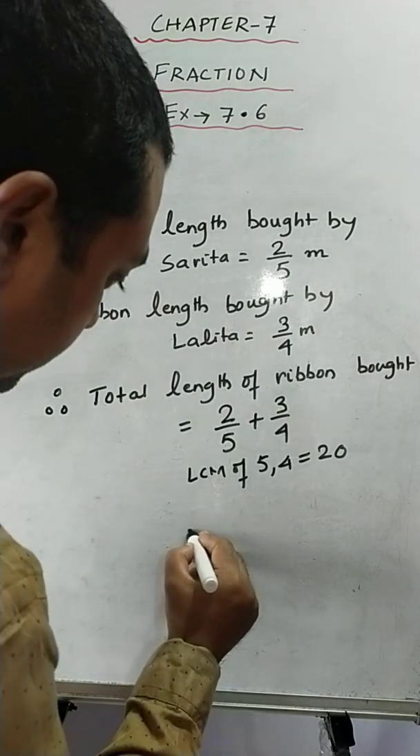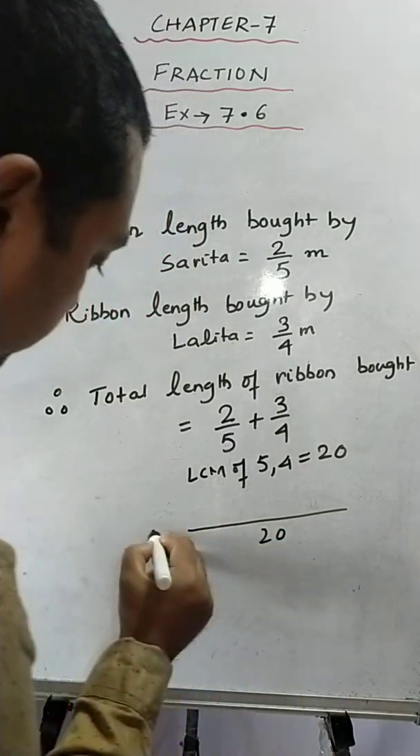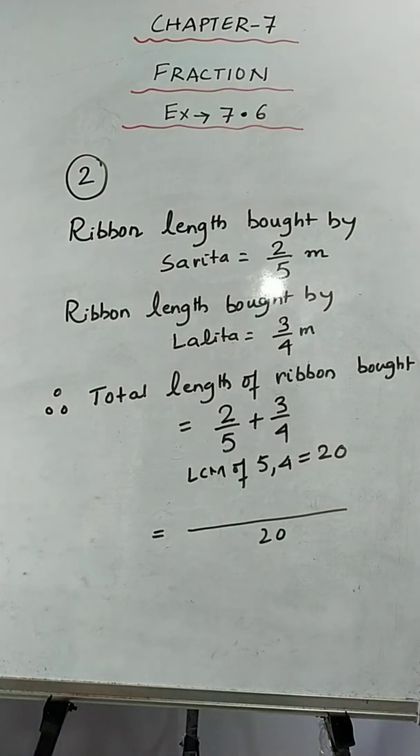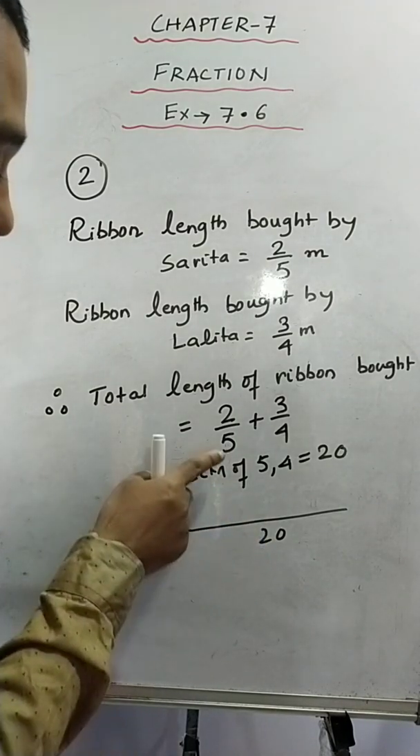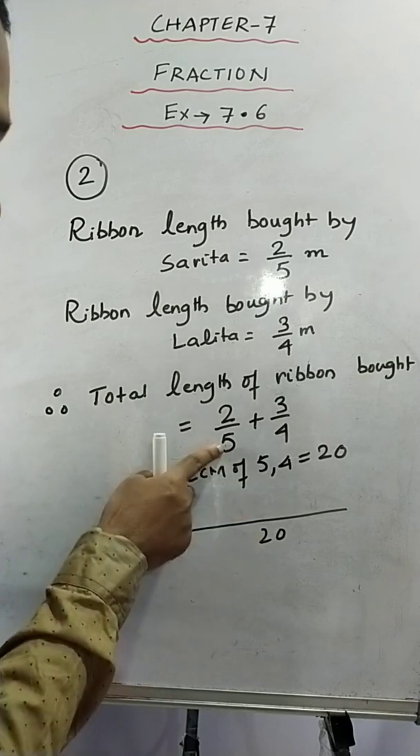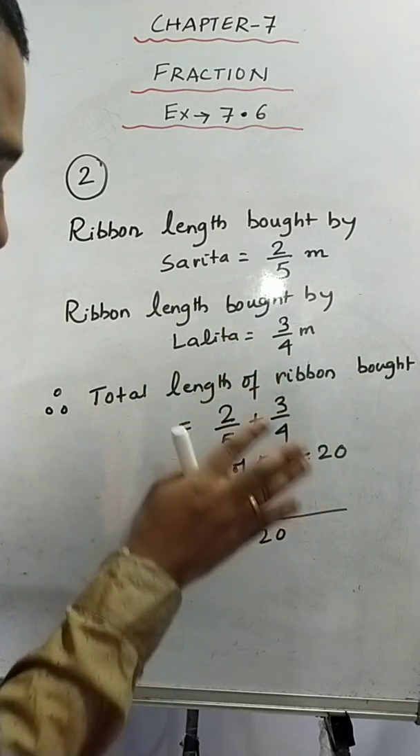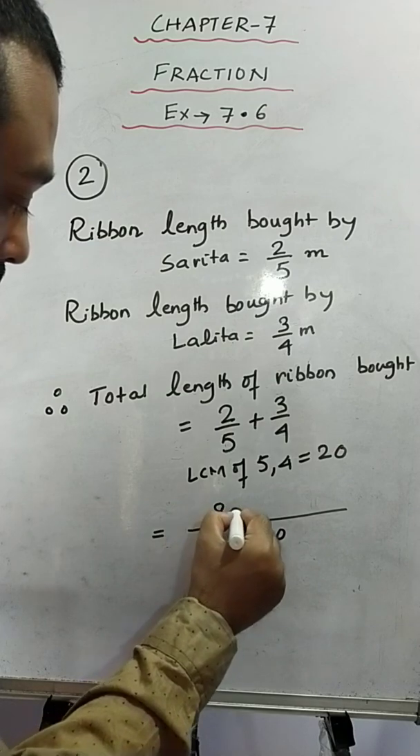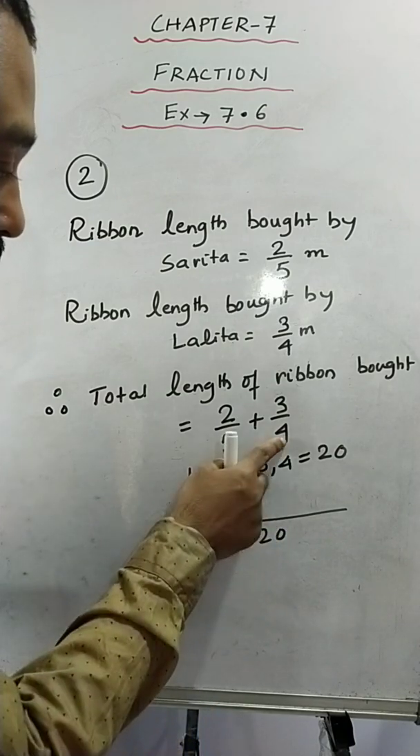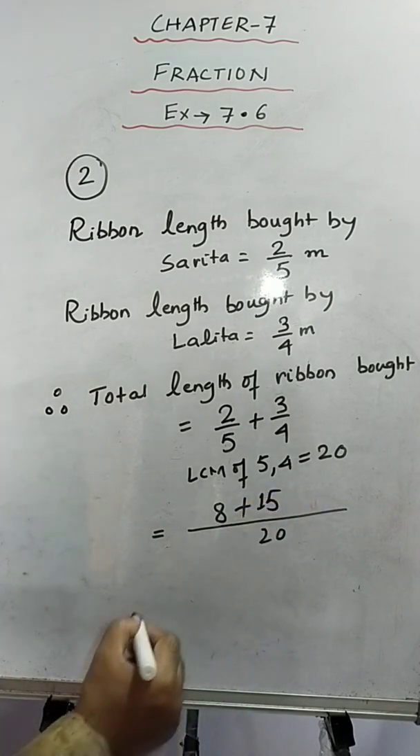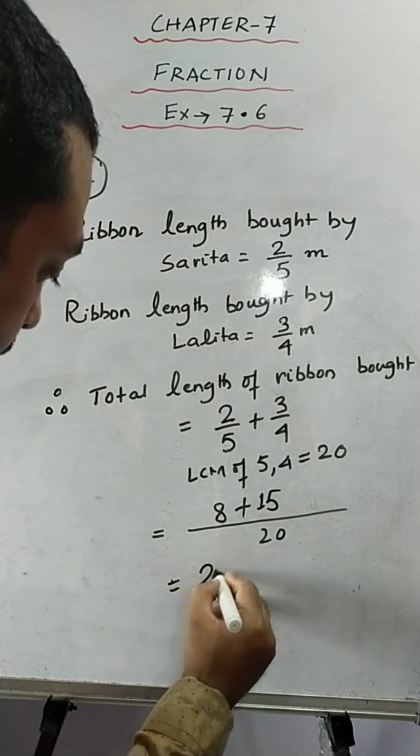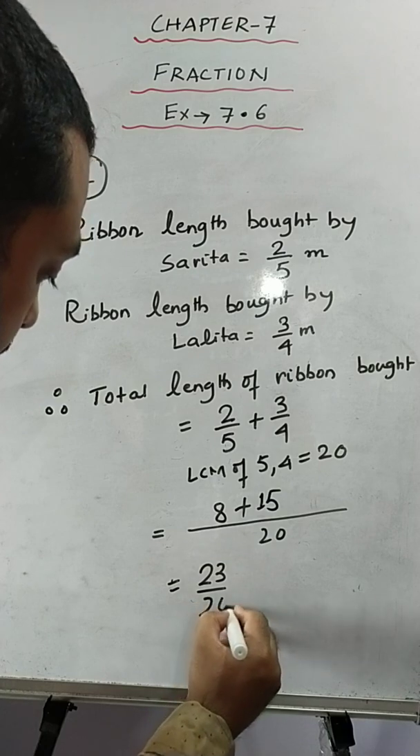Now we'll write the LCM as we have all discussed this in my previous video. Now divide this LCM by this denominator: 20 divided by 5 is 4. Now 4 into 2 is 8. Again 20 divided by 4 is what? 5. 5 into 3 is 15. So your answer would be 23 by 20 meters.